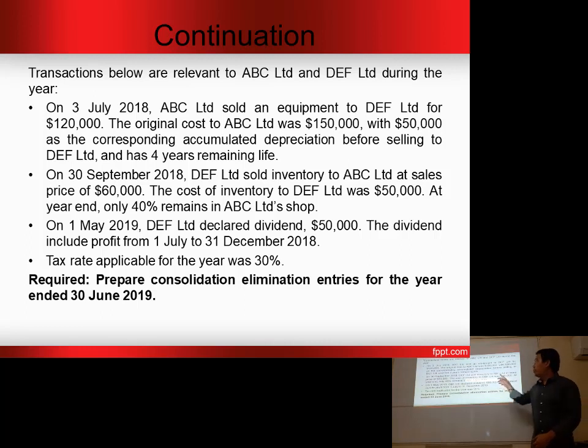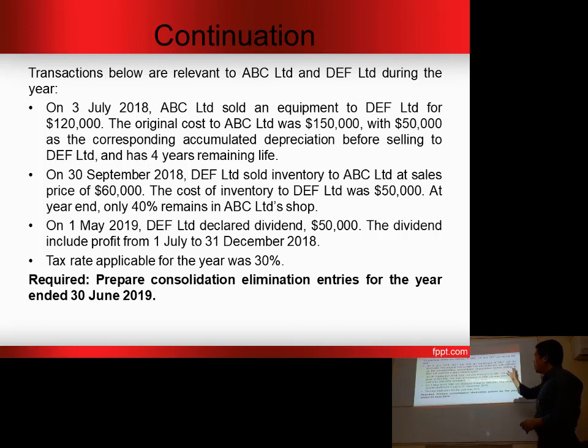In continuation, we have this transaction which happened between ABC Limited and DEF Limited. On 3rd July 2018, ABC Limited sold an equipment to DEF. When we are consolidating the report for parent and subsidiary, those intragroup transactions should be eliminated. So this one is one of those intragroup transactions.